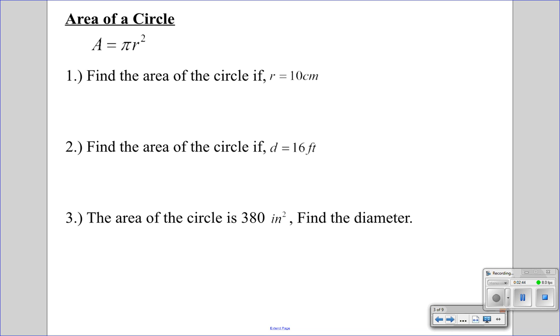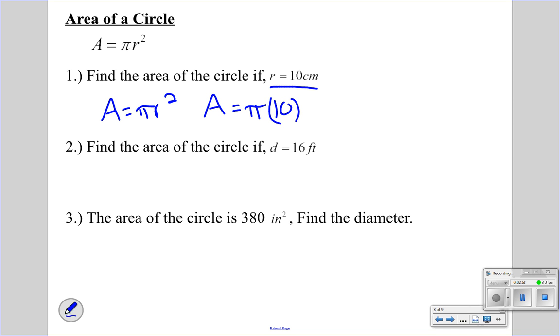This slide is really similar. We're going to find the area of a circle if they give us our radius. So remember, we do area equals pi r squared. So area equals pi times 10 squared. We'll plug that all into our calculator. We're going to get 314.2. And remember, it's area, so we're going to write centimeters squared.